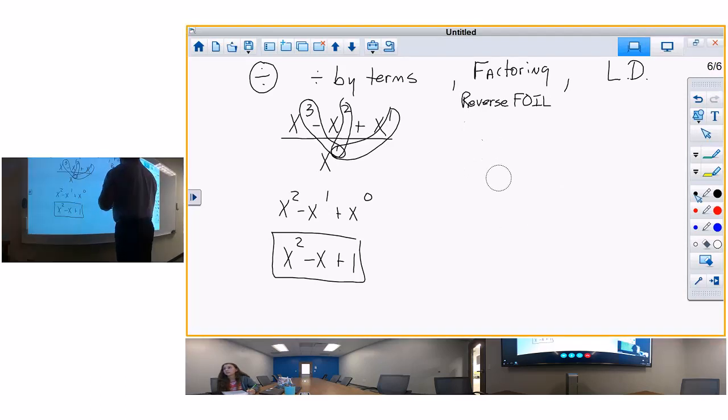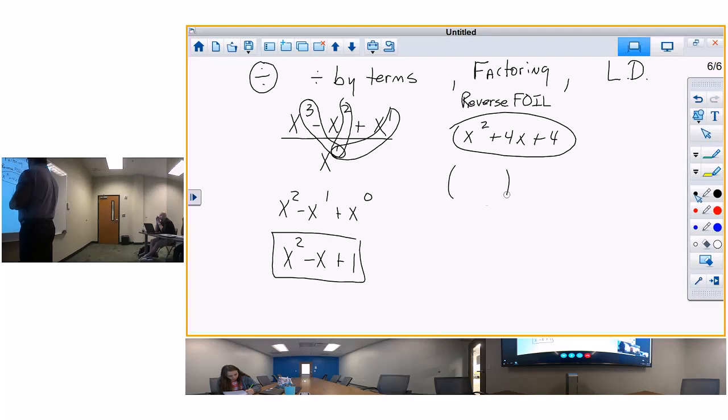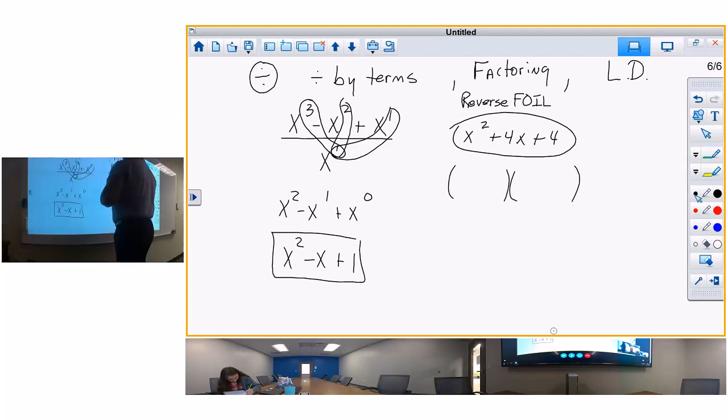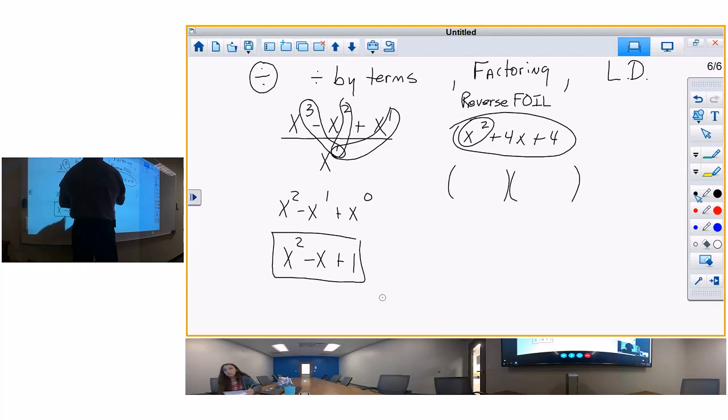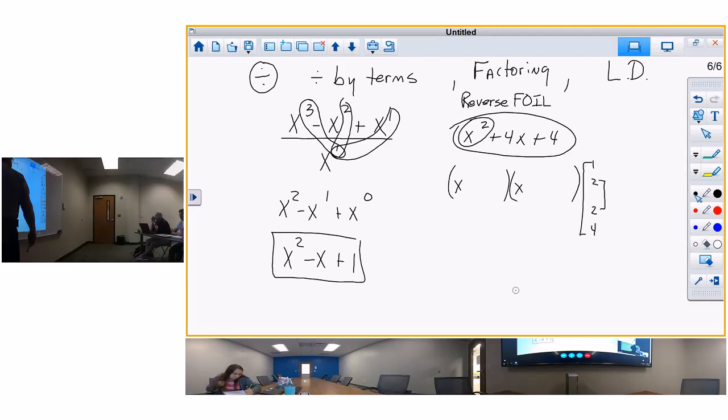You're breaking a x squared plus 4x plus 4. You're breaking a 54, this big thing, up into 2 binomials. First thing you do is draw 2 sets of parentheses. Break up the first term starting with x. Break up the last term starting with 1. 1 times 4, 2 times 2. 2 times 2, and 1 times 4 will always give you a 4.